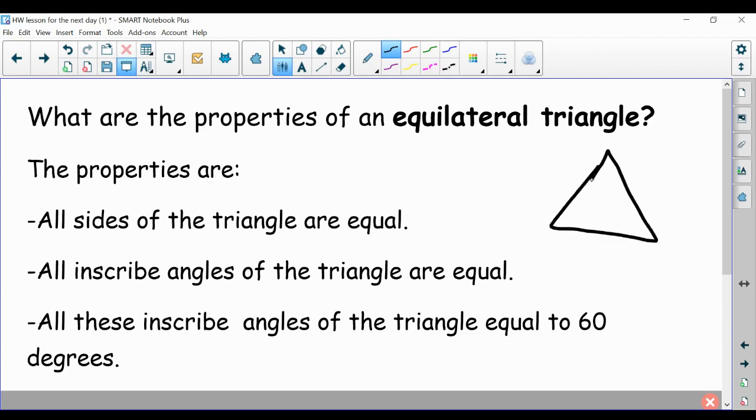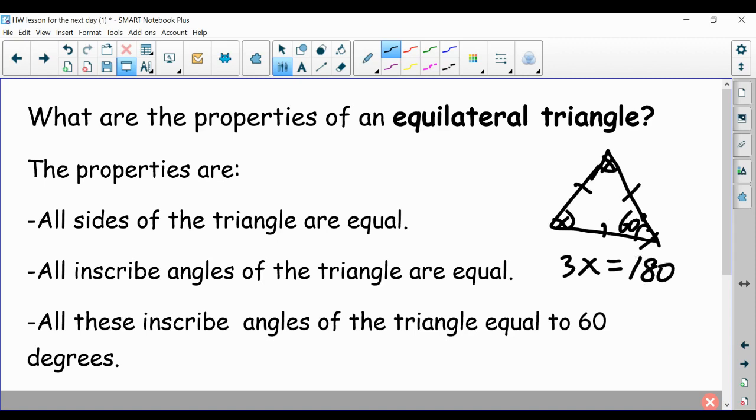And we talked about it last time. Each of these angles is equal to 60 degrees. And how do we get that? Remember we said x, right? x, and there are three of them, so it's 3x. And the sum of the interior angles equals 180 degrees.